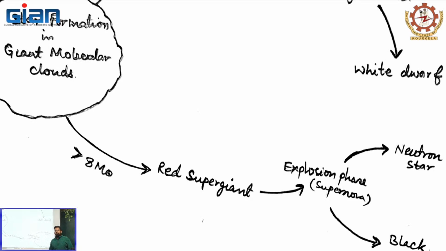Okay, so this is a typical stellar evolution scenario. Obviously these values I'm saying, 8 solar masses, 25 solar masses, are not that strict, but they are approximate values if you want to remember any value for any calculation.